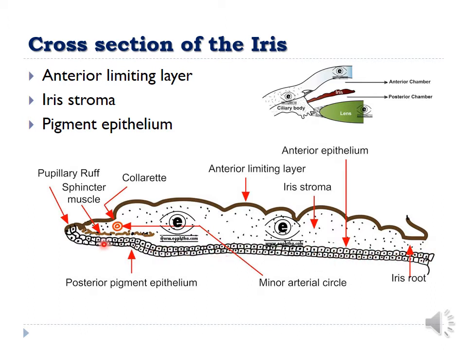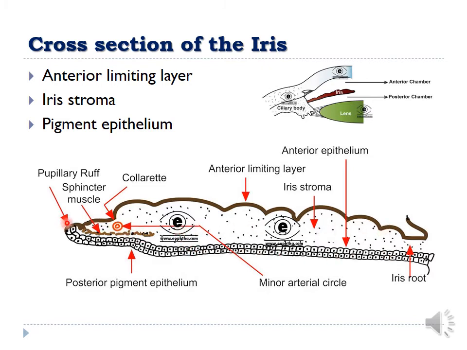Okay, two layers of epithelium are there. One is the anterior epithelium and another one is the posterior epithelium. So this is the location of the posterior epithelium and anterior epithelium. And that has the pigmented layer. That is why it is seeing much more brownish. And this is the anterior limiting layer, that means the anterior boundary, and the stroma here.